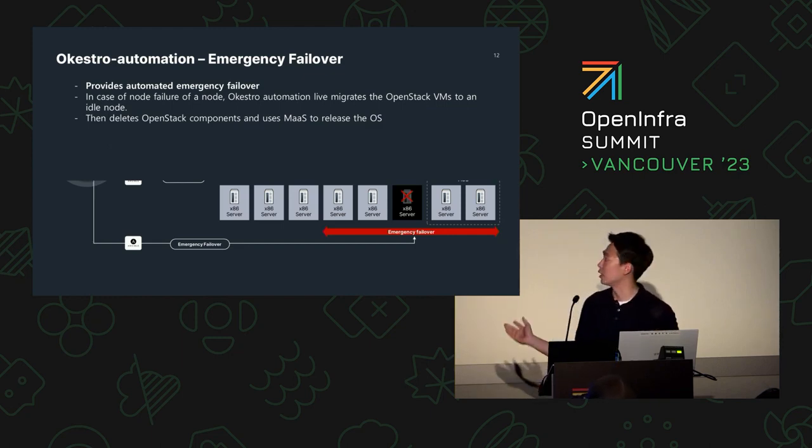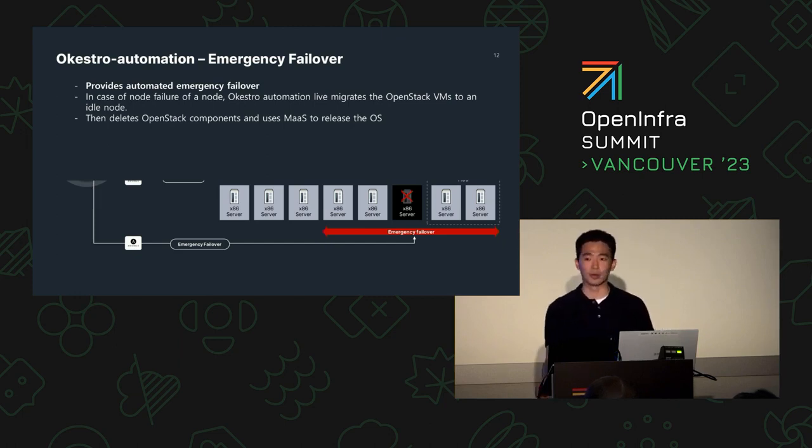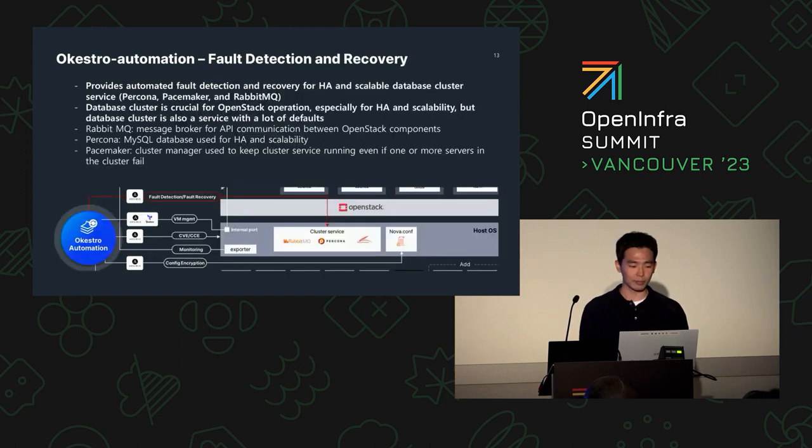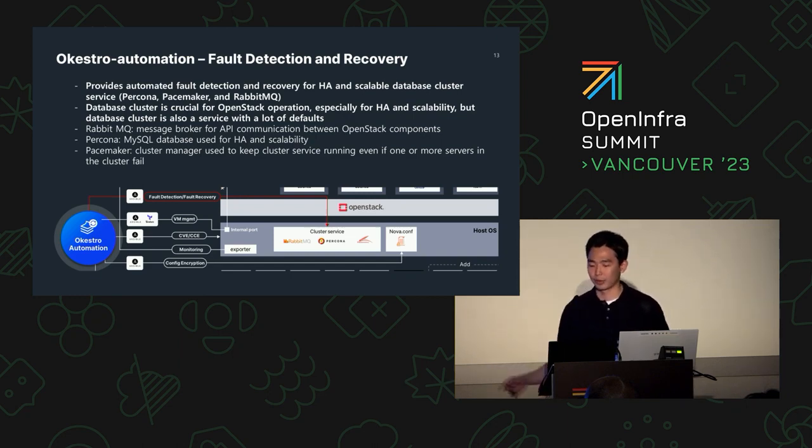This is basically a function that was really necessary in some of our clients' environments when they need to have service continuity, service security as well. And then next we're going to talk about fault detection and recovery. Our fault detection and recovery is focused on the cluster service with RabbitMQ, Percona, and Pacemaker.